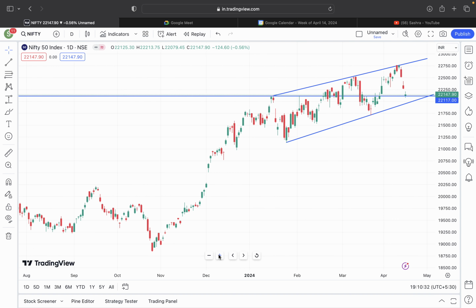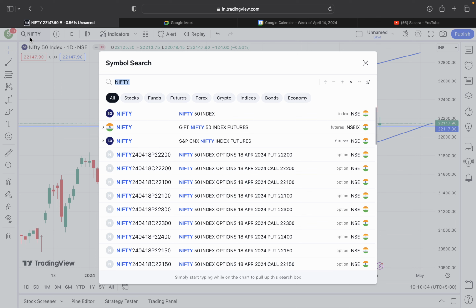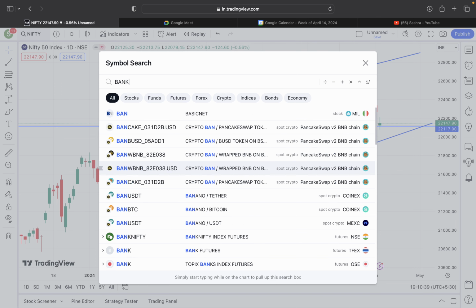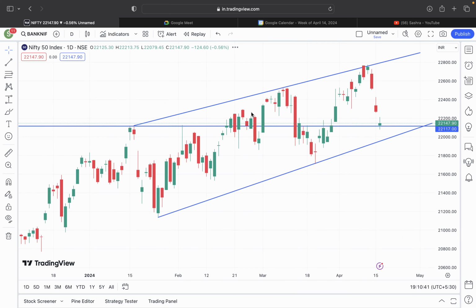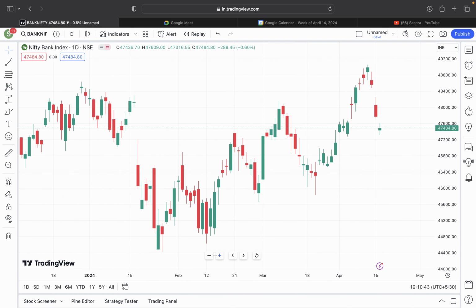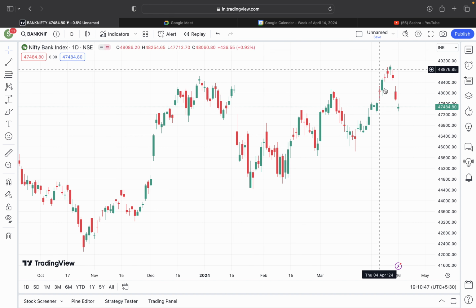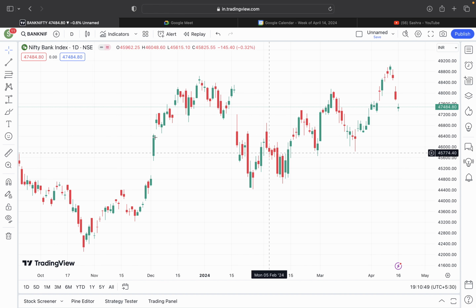So this relates to Nifty. Let's see what's happening on the Bank Nifty side. Bank Nifty is pretty much similar.